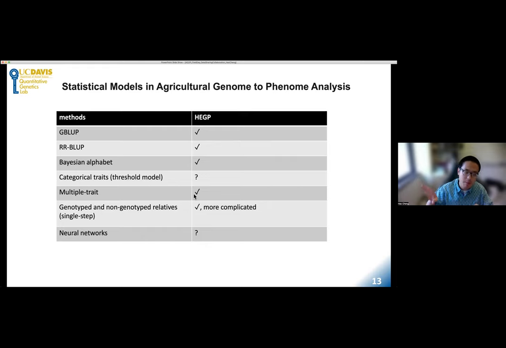We have some preliminary analysis in theory. It looks like multiple traits will work. There is also the single-step method, which is very popular in animal breeding and more complicated. And how about AI? How about neural networks? That's something we should study.